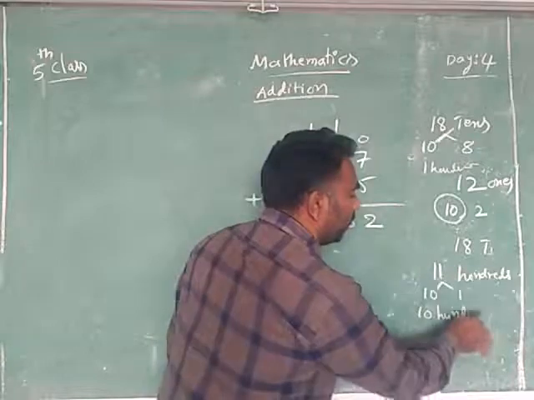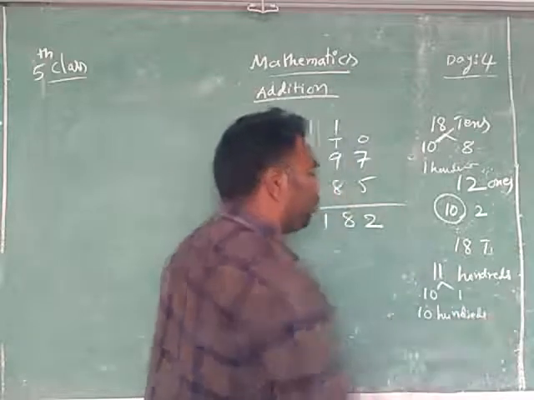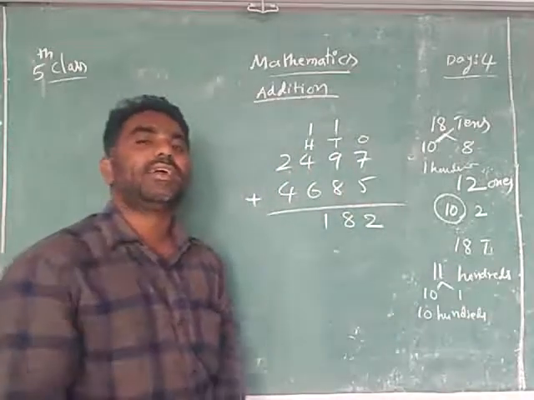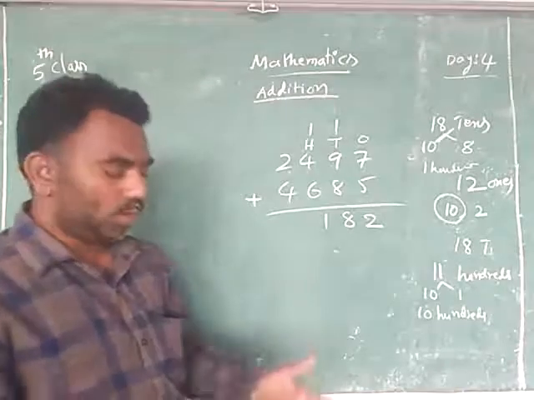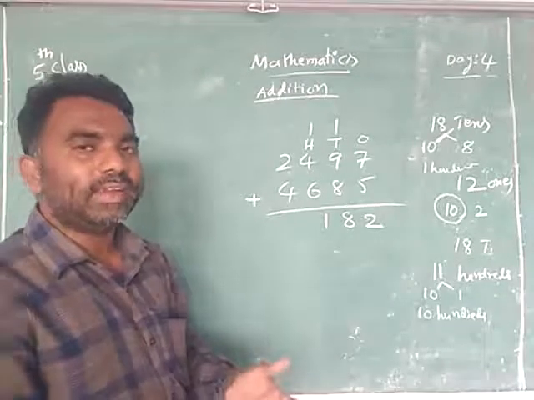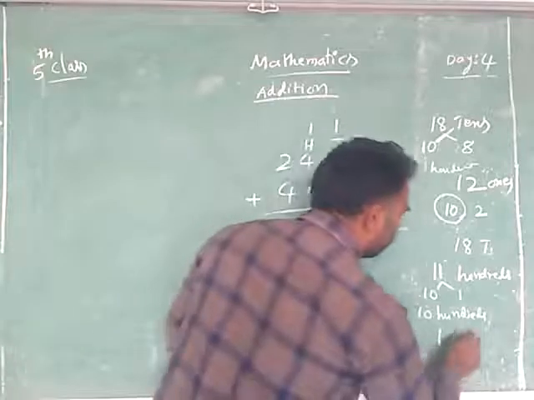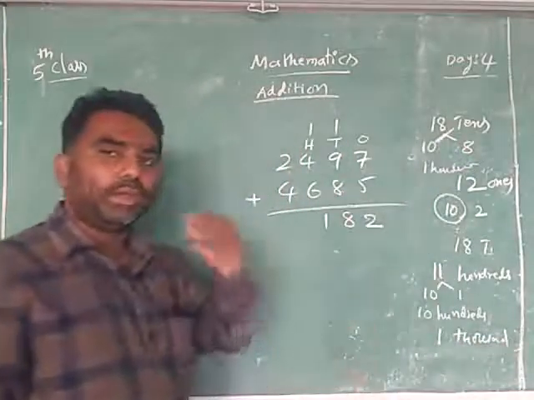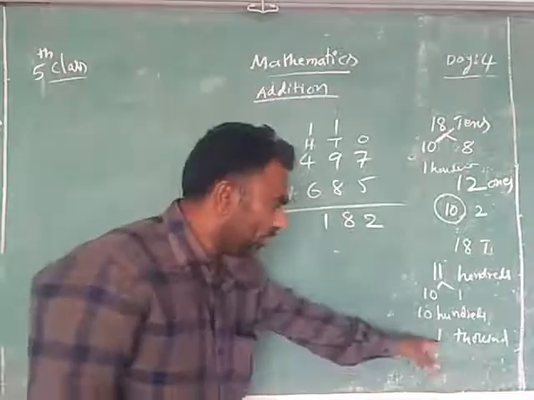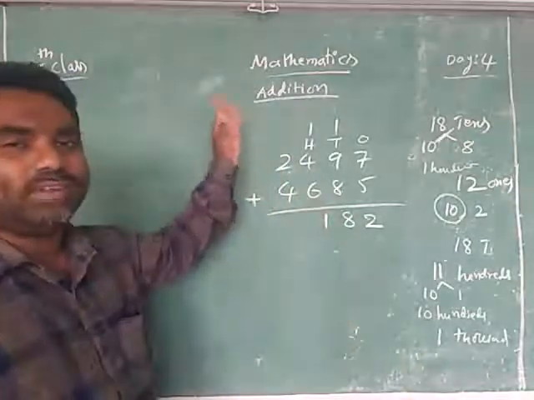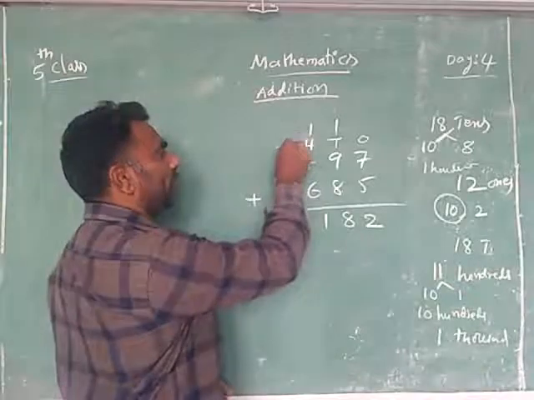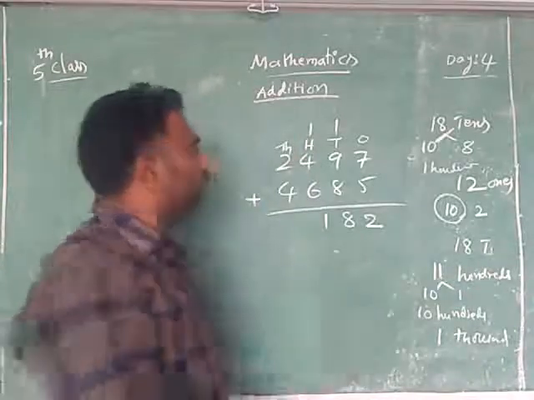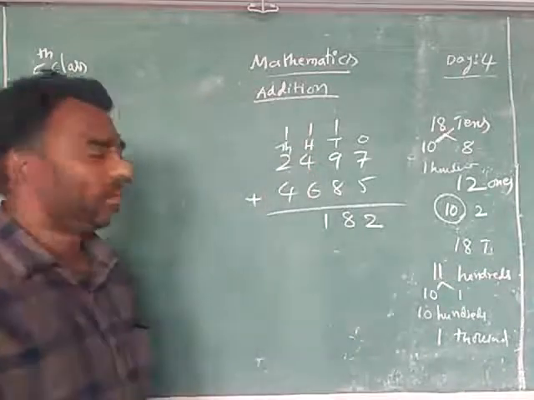Now what is left here? 10 hundreds. Can you say what 10 hundreds is? 100, 200, 300, ... 10 hundreds is 1000. So now this 1000 has to be joined in the thousands line. Where is the thousands line? This is the line. This 1000 will be joined there.